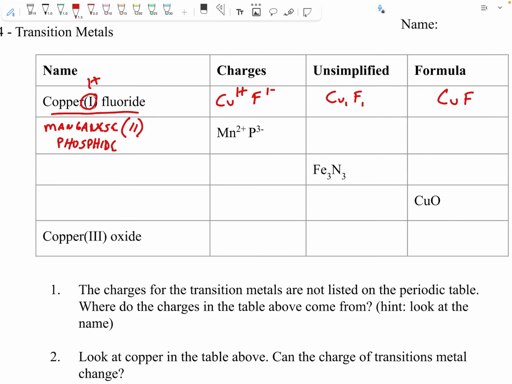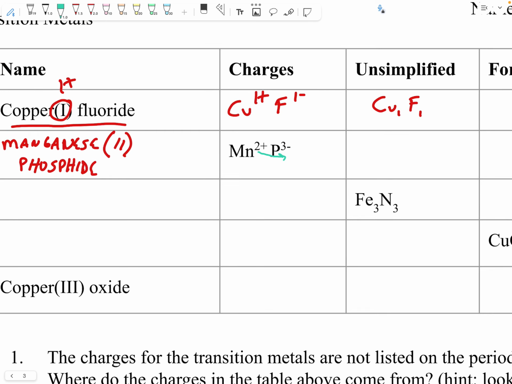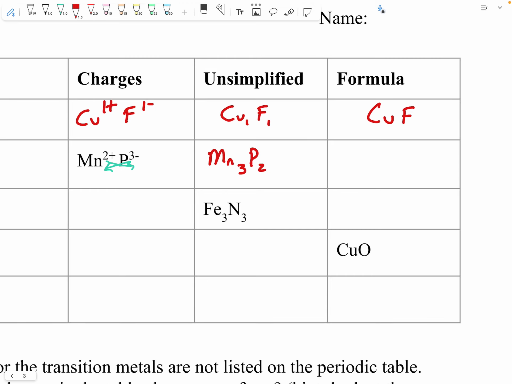Now what we have to do, since they are different, is we're going to switch them. That manganese 2 is going to go there. That 3 is going to go there. The unsimplified version becomes Mn3P2. That's unsimplified, but it's also the simplified formula because you can't reduce 3 and 2 and get a whole number for it. So we're just going to write Mn3P2. Okay?